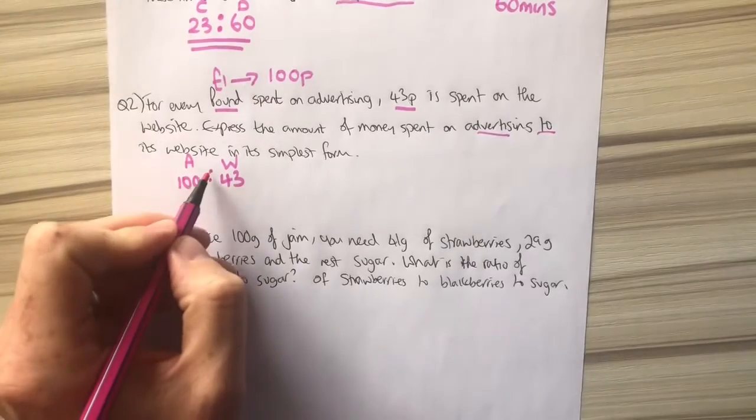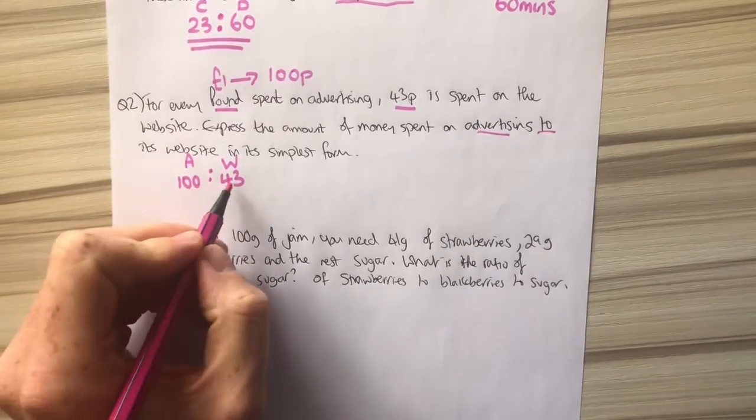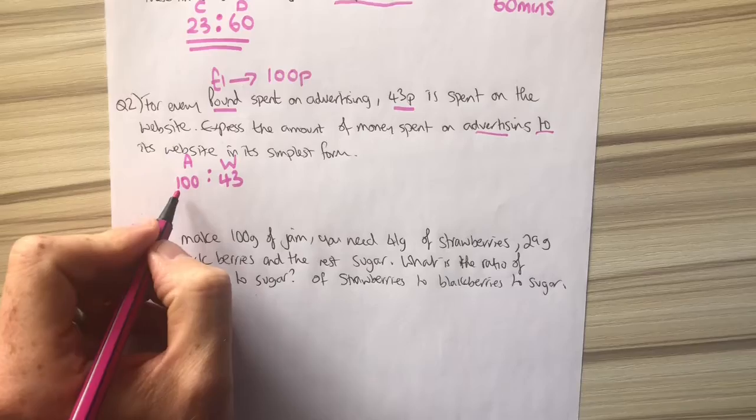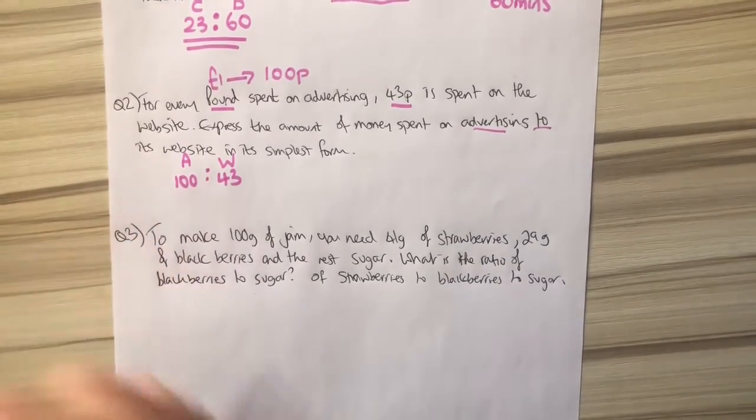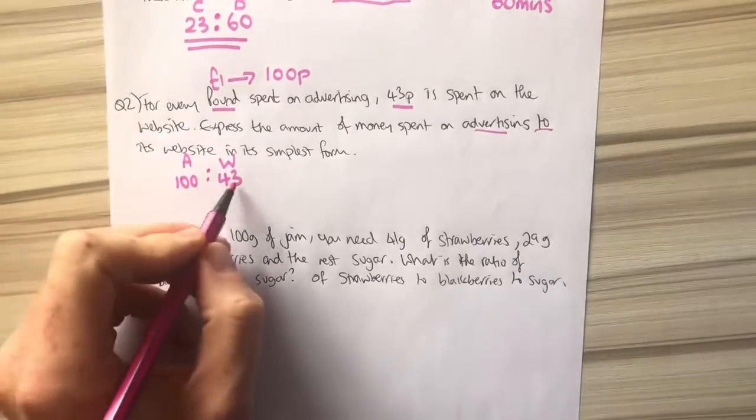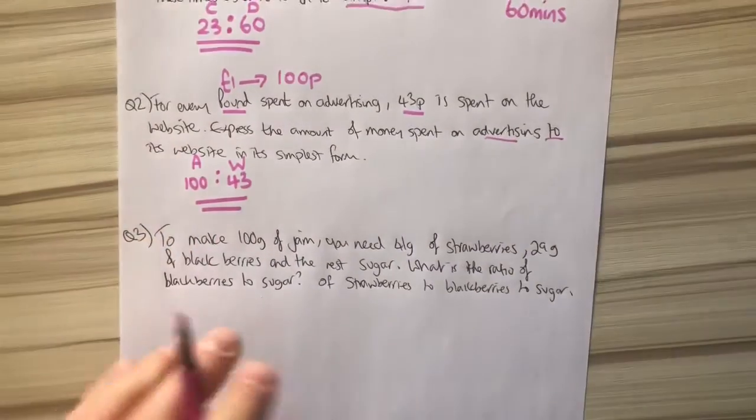Now again, cancel it down. Can I cancel it? Well, 43 is a prime number again. Check through and go, right, does 1 go in, does 2 go in? 3, 4, 5, and so on. There's nothing that goes into both, so that's the final answer.